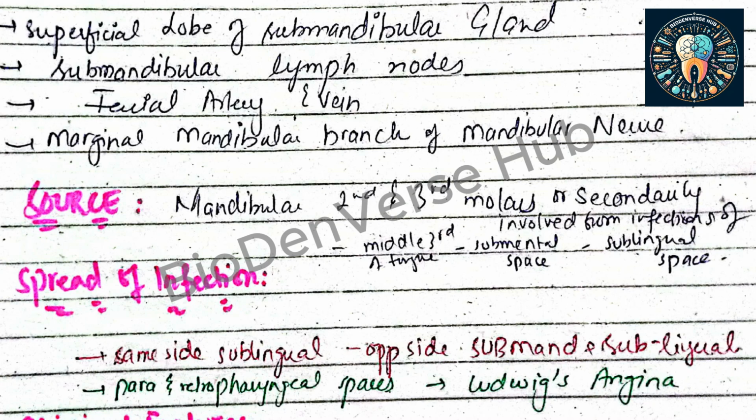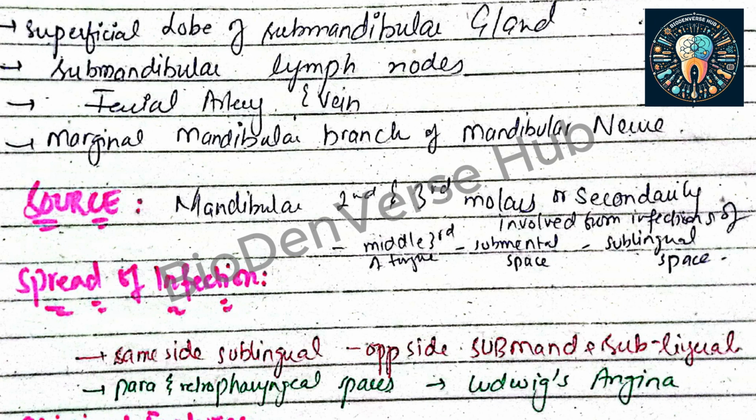In more advanced cases, it could also involve the parapharyngeal or retropharyngeal spaces, and eventually this all leads to the manifestation of Ludwig's angina. Again, we have made a separate video on Ludwig's angina, so you can refer to that video for an in-depth understanding of the bilateral swelling involving the submandibular, sublingual and submental spaces. That is basically manifested as Ludwig's angina.